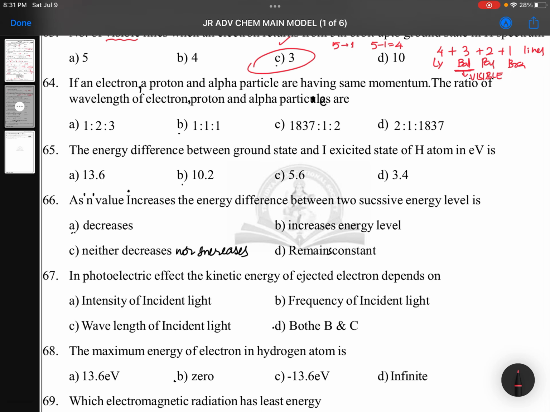If an electron, proton and alpha particle are having the same momentum, the ratio of wavelength: lambda is equal to h by p. When they have the same momentum, they must have the same wavelength.